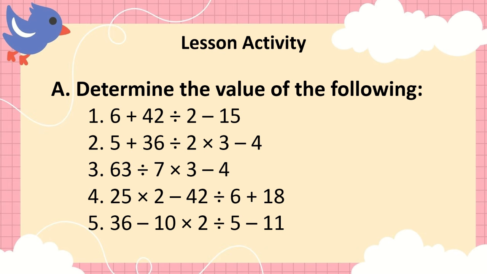For the lesson activity, determine the value of the following. Number 1: 6 plus 42 divided by 2 minus 15. 2: 5 plus 36 divided by 2 times 3 minus 4. 3: 63 divided by 7 times 3 minus 4. Number 4: 25 times 2 minus 42 divided by 6 plus 18. Number 5: 36 minus 10 times 2 divided by 5 minus 11.